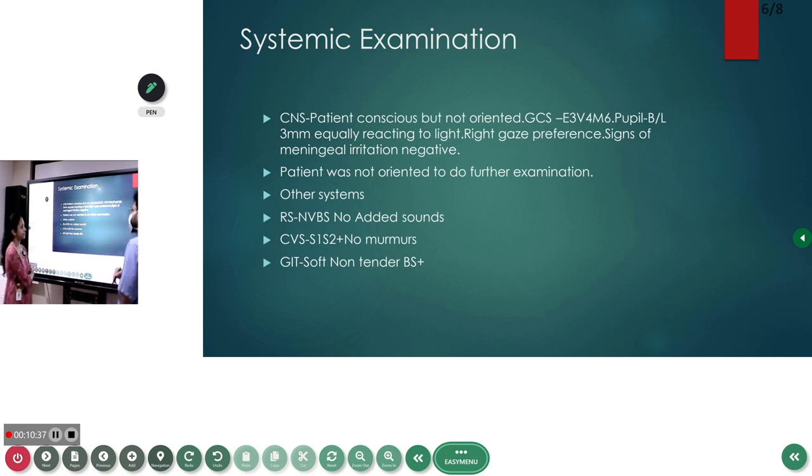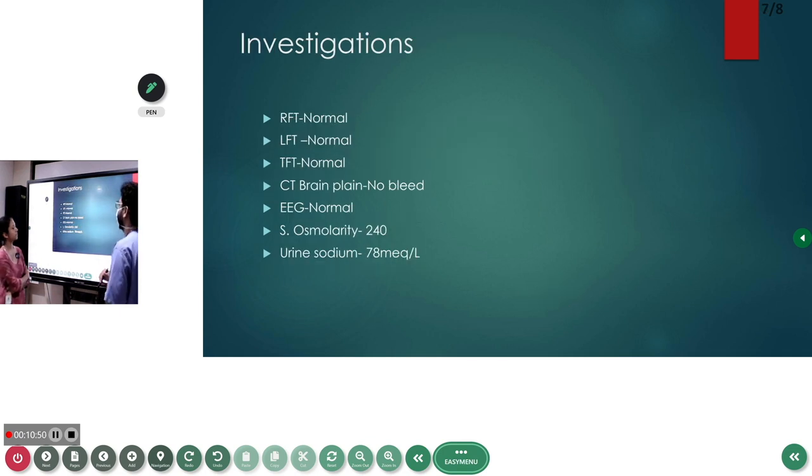Then coming to CNS examination, the patient was conscious but not oriented. GCS E3, V4, M6. Pupils bilaterally reacting to light. The patient had a right gaze preference. Signs of meningitis were negative. The patient was not oriented enough for further examination. Other systems: respiratory system, normal vesicular breath sounds, no added sounds; CVS, S1, S2 present, no murmurs; GIT, soft, no tenderness, and bowel sounds were present.